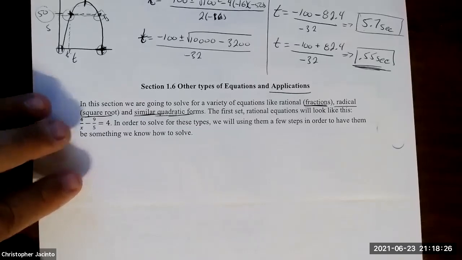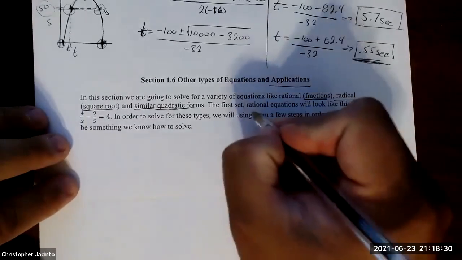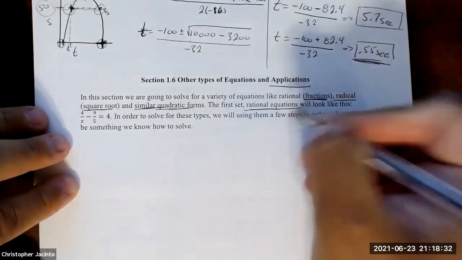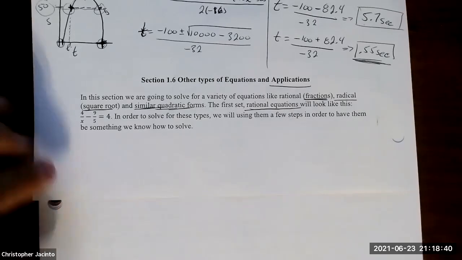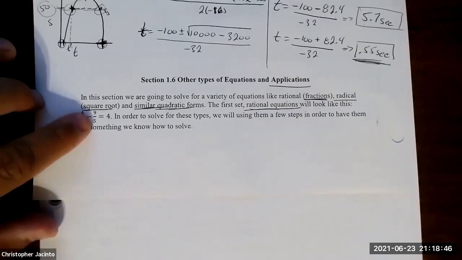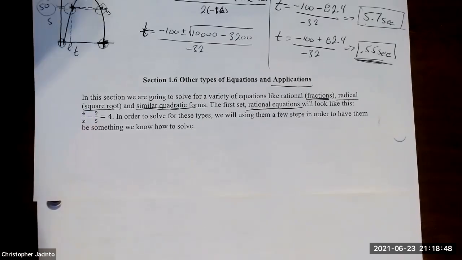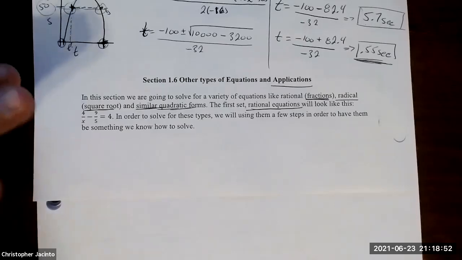Okay. So what we're going to do with the first one is the rational equations. Again, rational means we're going to have fractions, everybody's favorite, right? A rational equation looks like this, where you just have fractions, like 4 over x minus 9 over 5 equals 4. Now, in order to solve these types of equations, we're going to do a couple of steps.